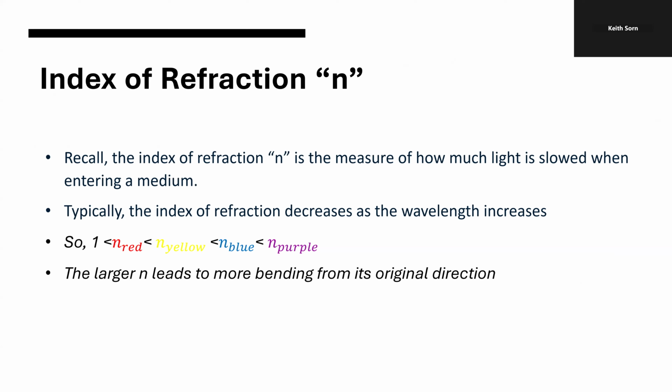Typically, the index of refraction decreases as the wavelength increases. So if we order the colors, the index of refraction of red is less than the index of refraction of purple. The larger the index of refraction, the more light will bend from its original direction.